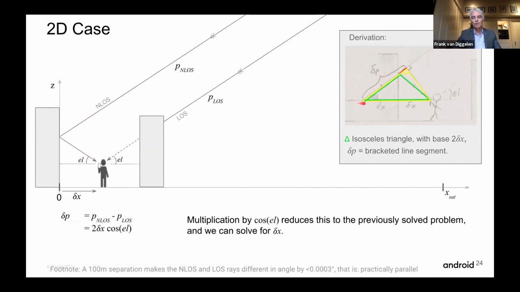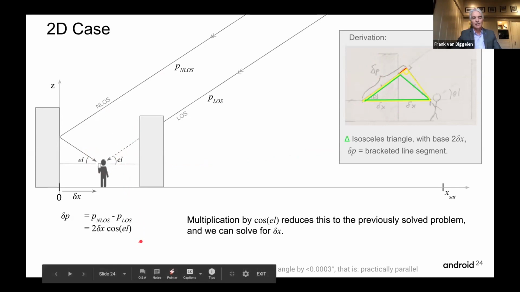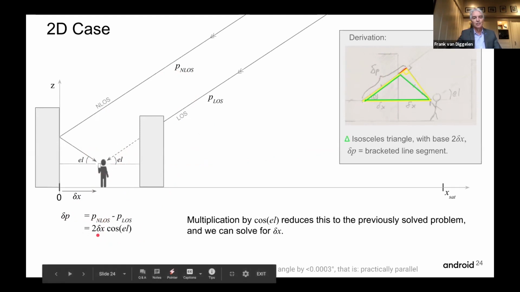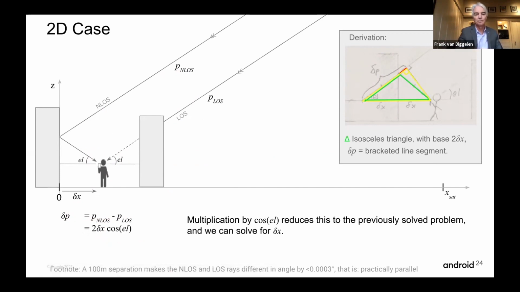And by some geometry shown on the top right here, which I won't go through, but I think it's quite easy to see and believe that multiplied by cosine of elevation gives you a projection onto the horizontal, and you get back to the 1D case, which we just solved. So you have this delta P, which is the difference between the non-line of sight and line of sight, as defined there, is just the 2 delta x with now the cosine elevation term. And of course, if elevation went to 0, we revert back to what we had on the previous slide.